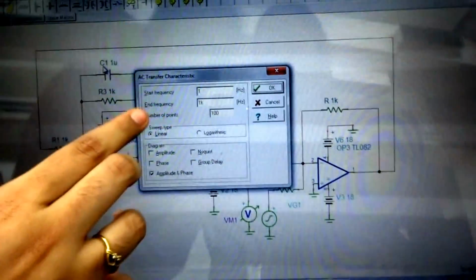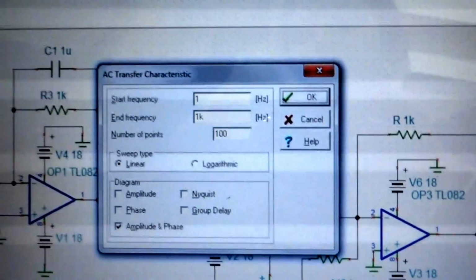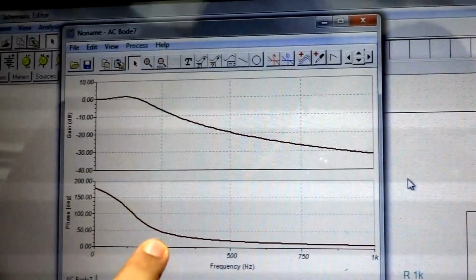The starting frequency and ending frequency are given. Amplitude and phase are plotted. Our frequency response is like this.